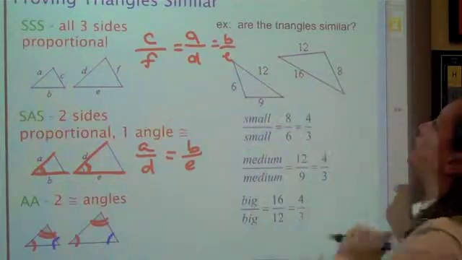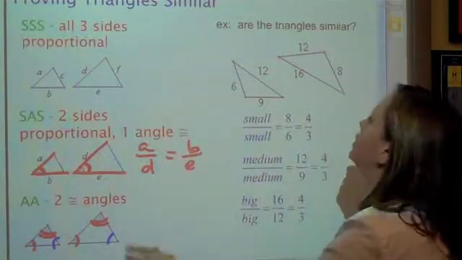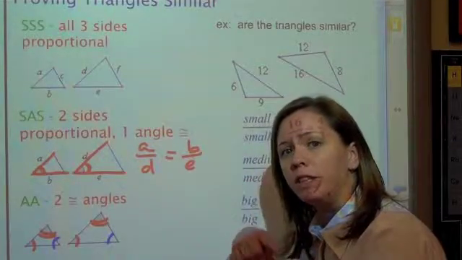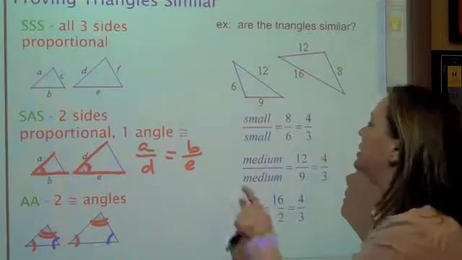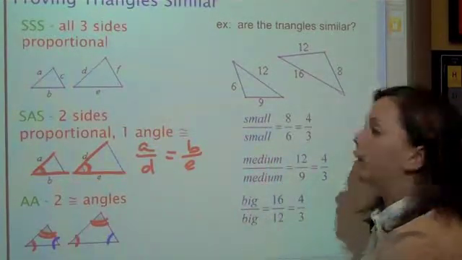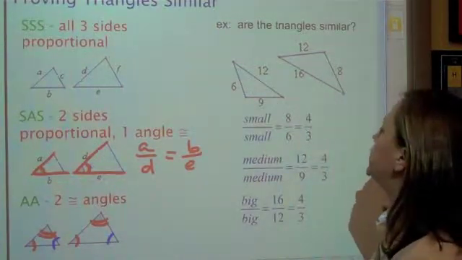Alright, here's another example. Can we tell for a fact whether or not these triangles here are similar? And this is one of those situations where they're not in the same orientation. One's been kind of rotated and flipped. So the way that I like to do this, like I said, is small over small, medium over medium, big over big. So I have all 3 sides of the first triangle, all 3 sides of the second triangle.